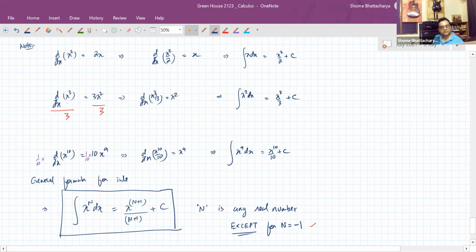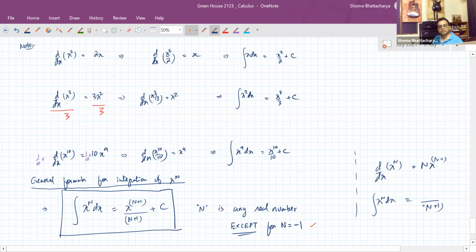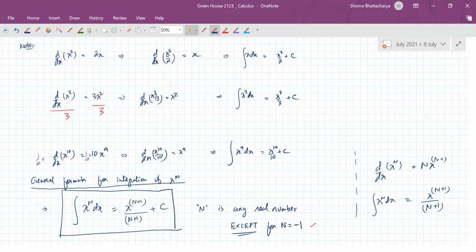So this becomes the general formula for integration of x to the power n type. You can see it's like a kind of reverse thing of what we did in differentiation. When we wanted to differentiate with respect to n, we multiplied by n and reduced the power by 1. When we want to integrate x to the power n, we divide by n plus 1 instead of multiplying by n, and we increase the power by 1 instead of reducing the power by 1. So that's how they are inverse operations of each other. We will discuss about the exception also, but first we'll discuss some examples.